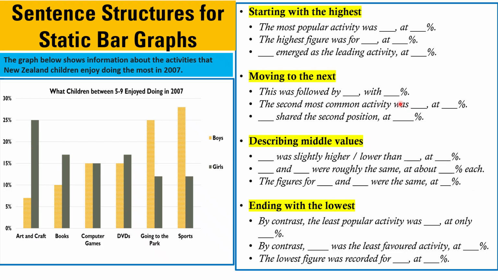For the middle values, notice what boys preferred. The figures for playing computer games and watching DVDs were the same, at 15% each. And finally, for the lowest category, we use superlatives again. By contrast, art and craft was the least favored activity among boys, at only 7%. Or, the lowest figure was recorded for art and craft at 7%.